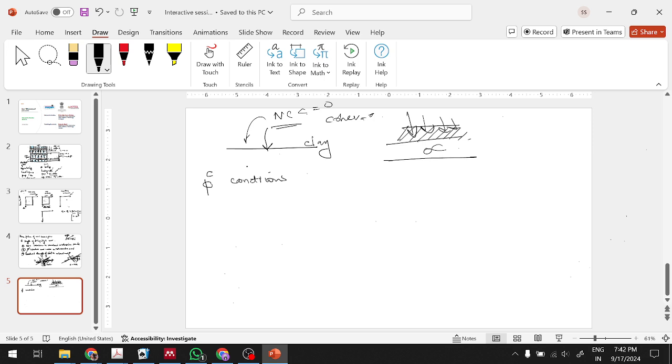So your question was, at the end of the day, it is clay, so why it does not have cohesion? Isn't it? It does have cohesion, but not in this state.